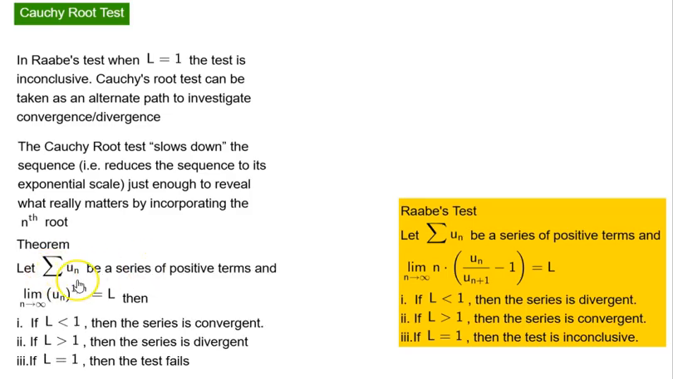Let the series u sub n be a series of positive terms and the limit as n goes to infinity of u sub n to the power of 1 by n is equal to L. Then if L is less than 1, the series is convergent. If L is greater than 1, then the series is divergent. And if L is equal to 1, then the test fails. So here also you have a condition where Cauchy's root test is unable to determine convergence.